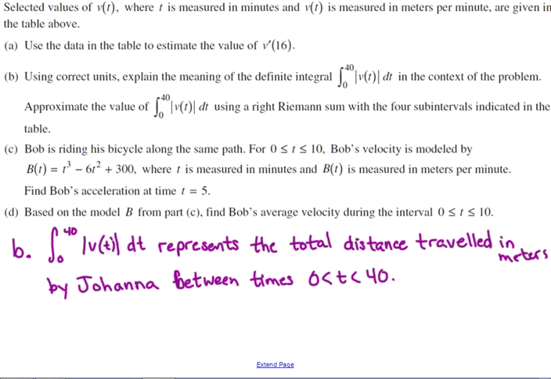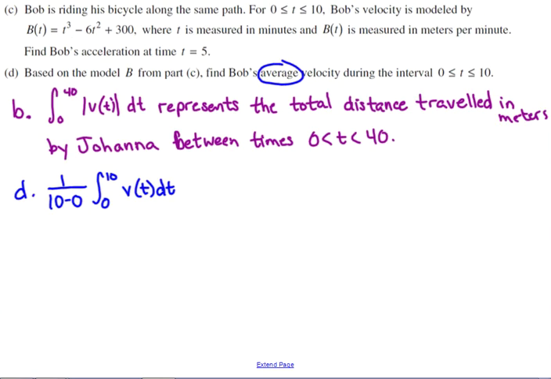Let's look at part D. Based on the model v from part C, find Bob's average velocity during the interval from 0 to 10. So the keyword is average. Remember that is 1 over b minus a times the integral from a to b of the function in question. Now, this is a calculator inactive question, so we are going to have to integrate this by hand, but it's a simple polynomial function, so it's not too terribly bad. The antiderivative would be t to the 4th over 4 minus 2t cubed plus 300t, evaluated from 0 to 10.